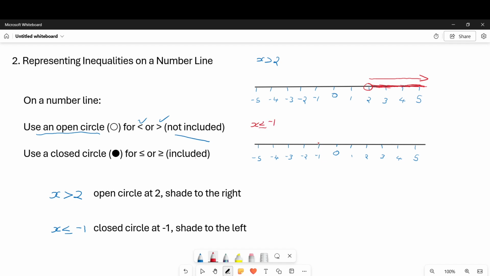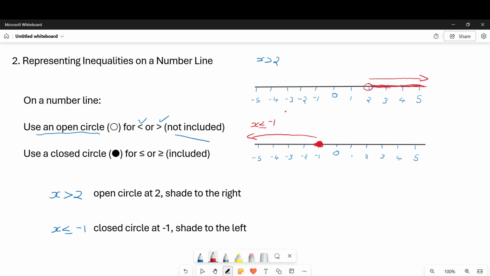So this is the -1 here, and we use a closed circle. A closed circle means this -1 value is also included. Then you have to shade all the values on the left side. So this -1 is included, which means x is less than or equal to -1. This is how we represent inequalities on the number line.